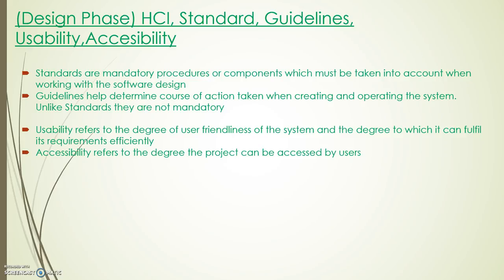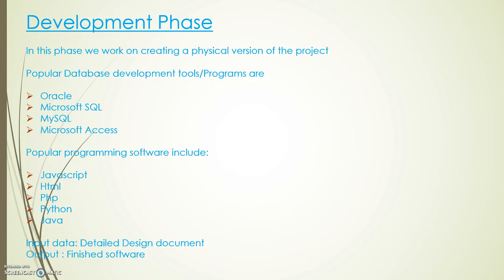Guidelines, on the other hand, help determine the course of action taken when creating and operating the system. Unlike standards, they are not mandatory. Usability refers to the degree of user-friendliness of the system and the degree to which it can fulfill its requirements efficiently. Accessibility refers to the degree the project can be accessed by the user.